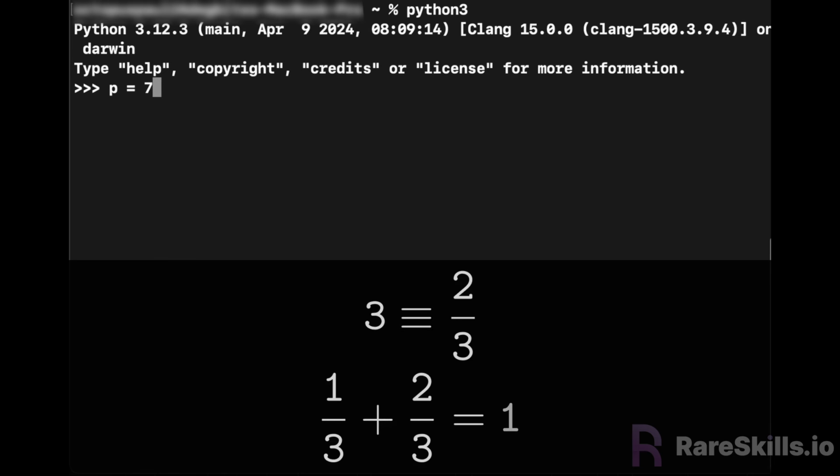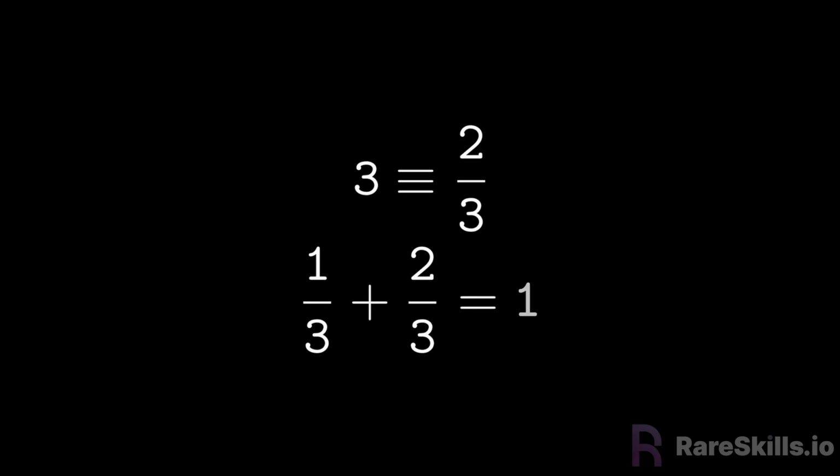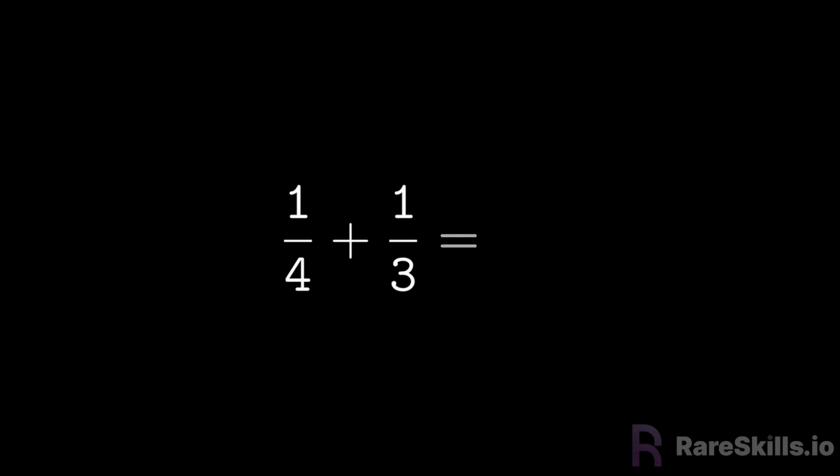We will assign 7 to p and assign pow(3, -1, p) to 1/3, then assign 2 times pow(3, -1, p) modulo 7 to 2/3, and then we will perform the operation 1/3 plus 2/3 modulo p. And then we get 1. It works as expected. Now let's do something funky. How about 1 over 4 plus 1 over 3? The answer ought to be 7 over 12. Let's check this out in Python.